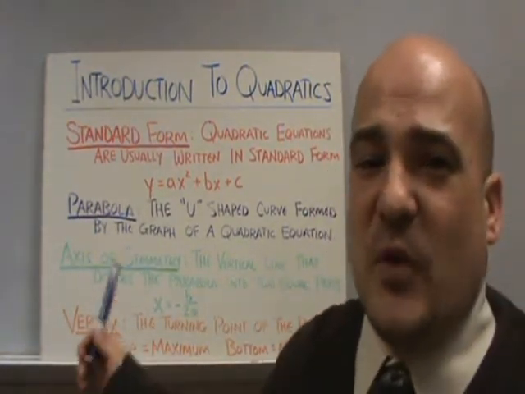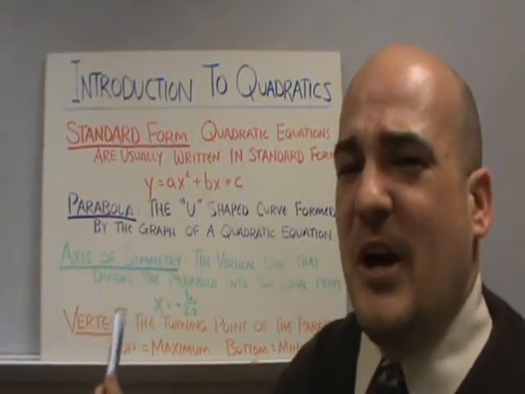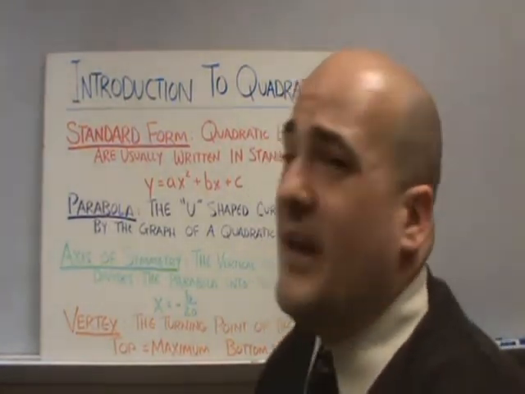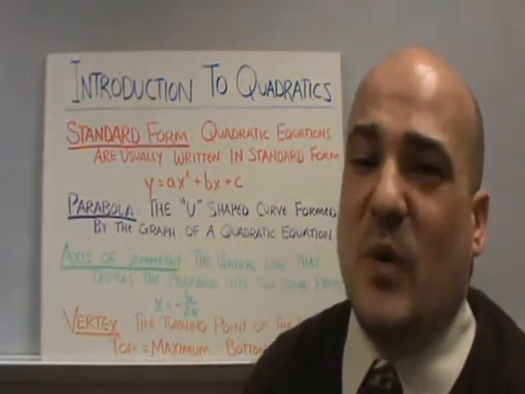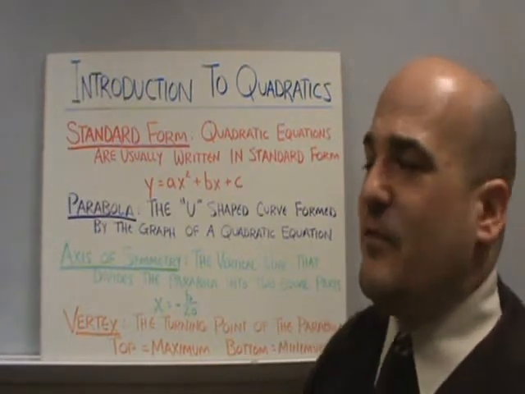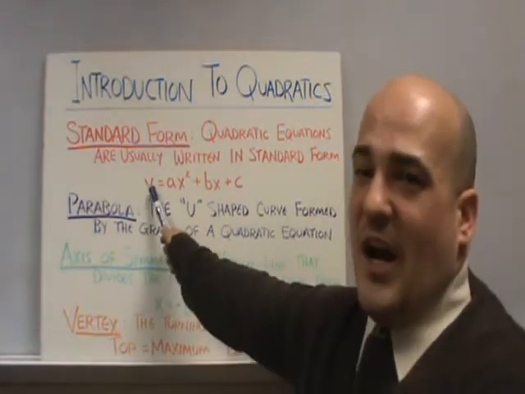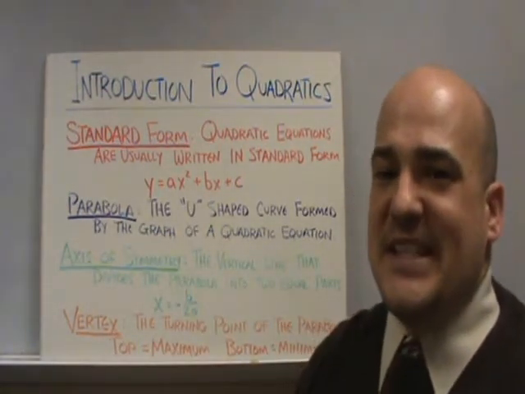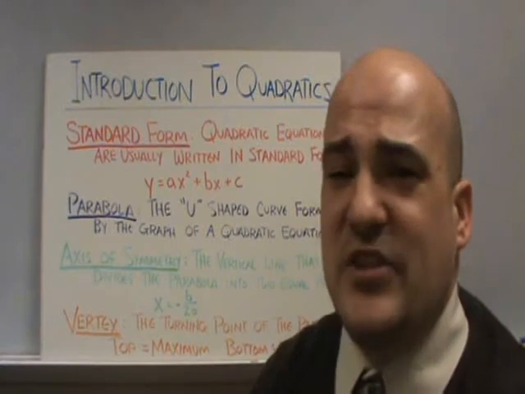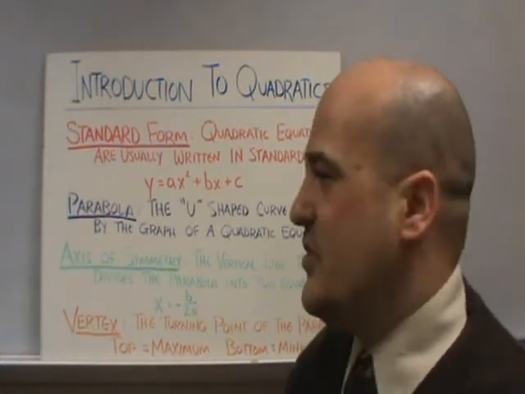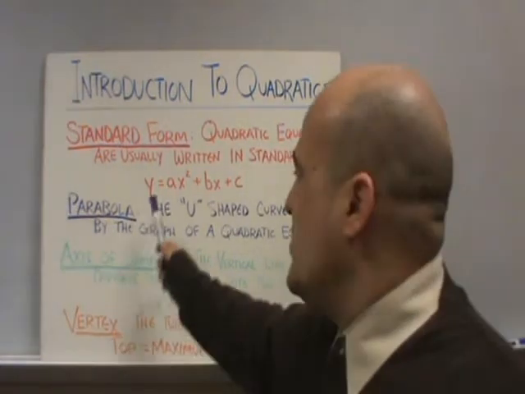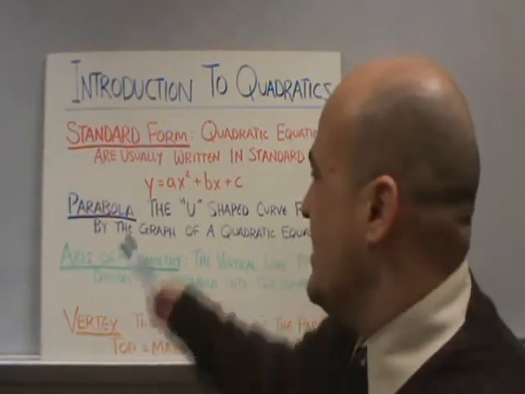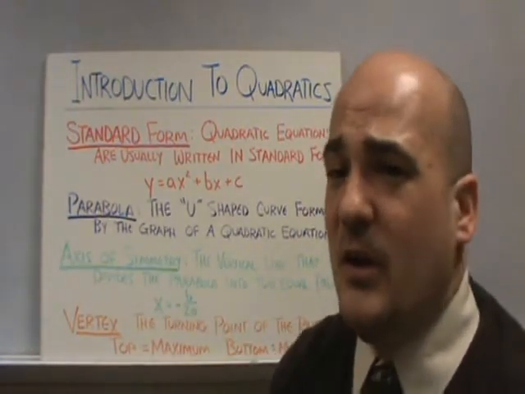I want to get started with some vocabulary words. I've got some vocabulary posted behind me. You should be able to find these same vocabulary in your notes, so follow along in your notes with me. The first thing I want to talk about is the standard form of a quadratic equation. The standard form of a quadratic equation is y equals ax squared plus bx plus c. That's usually the way that you'll see quadratic equations written. If you see a quadratic equation that's not written in standard form like that, then you should quickly convert it to this form. It'll make it a lot easier to work with.